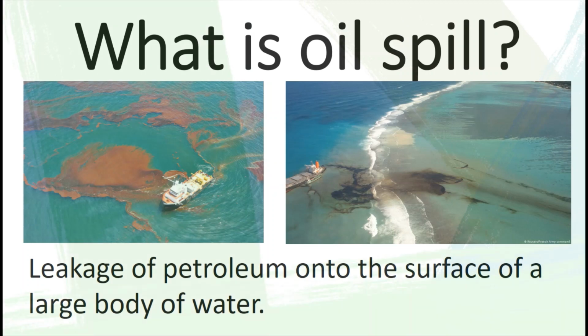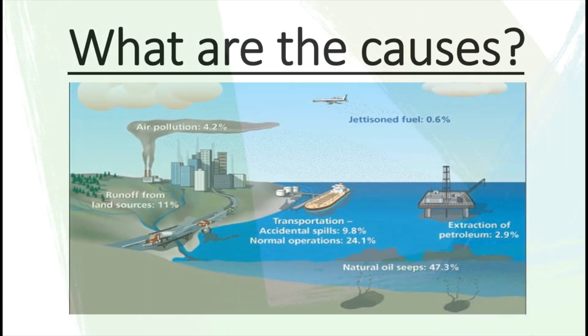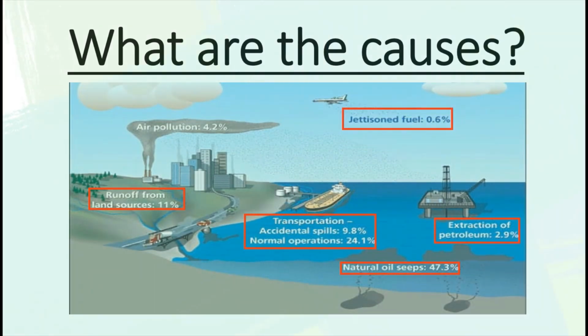Oil spill is a leakage of petroleum onto the surface of a large body of water. Now, what are the causes of oil spill? It can be a runoff from land sources, transportation, accidental spills, and normal operations. We also have natural oil seeps, extraction of petroleum, and jettisoned fuel. So these are the causes of oil spill.